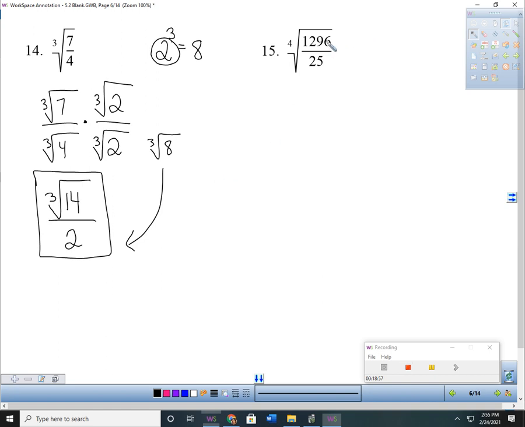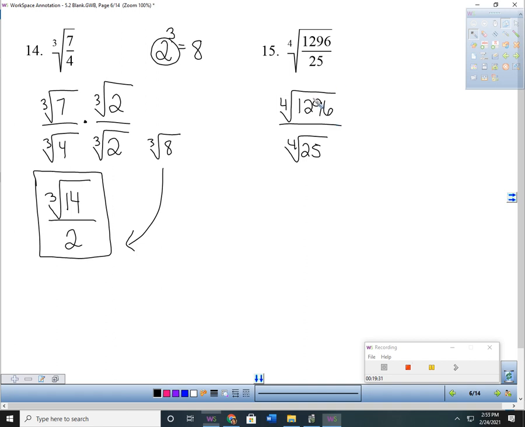All right, so 1296 does not divide by 25. And 25 is 5 times 5, right? So I can't do anything with that. So I'm going to fourth root the top and the bottom. Now, I always have you check to see if they're perfect fourth roots. I already checked the 25. Is 1296 a perfect fourth root? The answer to that is yes.